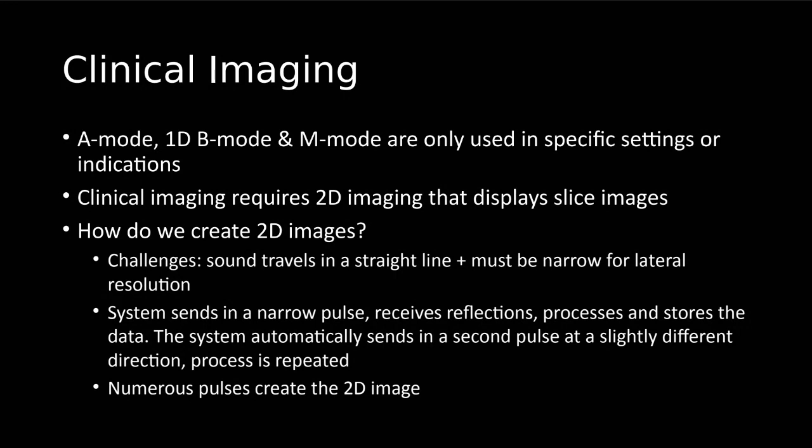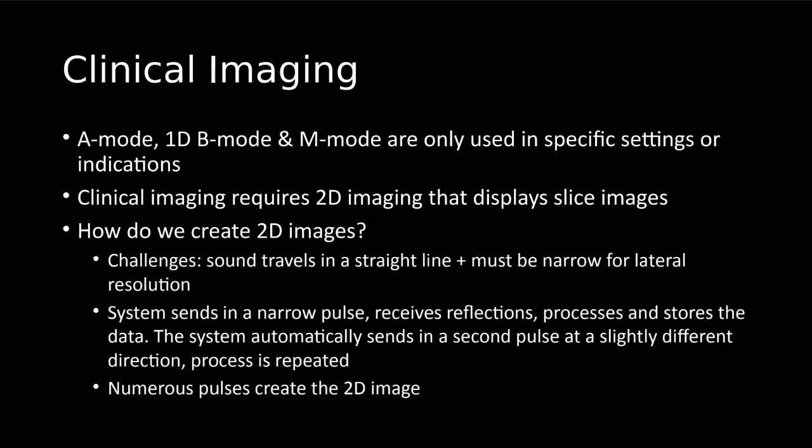So how are we going to create these two-dimensional images? There are some challenges that are presented with that. Sound, as we know, travels in a straight line, and it needs to be narrow in order for us to have lateral resolution. How close can two reflectors be positioned but still represent two specific reflectors?